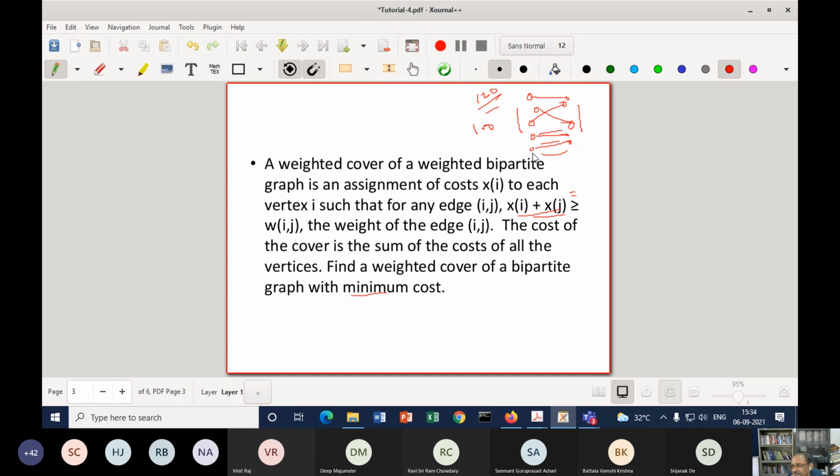Sir, how do we guarantee that it is a cover? That's because, remember what you did in the Hungarian algorithm. When you got a perfect matching, that means all the vertices are there in the equality subgraph. Equality subgraph means xi plus xj is equal to wij at that time. And for the cover condition, I need greater than or equal. I don't need greater than. So it satisfies this, so it's a cover.